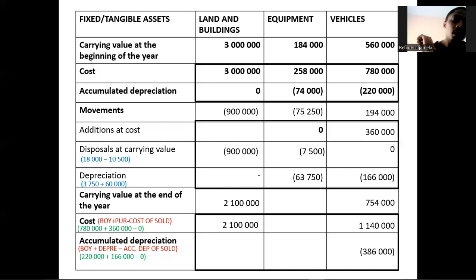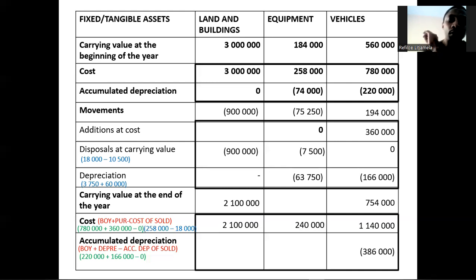Please note that cost at the end of the year does not change. It's balance at the beginning of the year, cost of equipment at the beginning of the year, plus cost of equipment purchased minus cost of equipment sold. In this case, we did not purchase any equipment. We will simply take the 258,000 and minus 18,000, which is the cost of equipment that we've sold. That will give us 240,000.